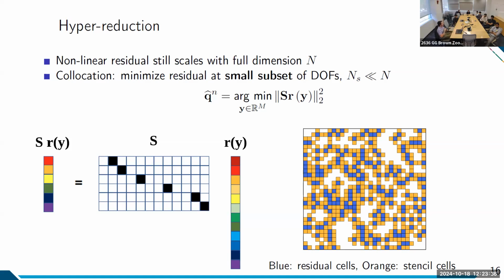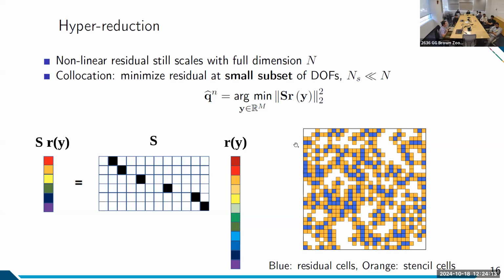And so you need some method of what we call hyperreduction, so making your governing ODE independent of that full dimension N. There are a lot of ways to do this. We choose probably the simplest and maybe the dumbest way, which is collocation, where you're just minimizing the residual at a small subset of degrees of freedom, Ns, which is much less than your full dimension N. The way this works is when you apply what we call a sampling operator S, you're just computing the residual at a certain subselection of these points.